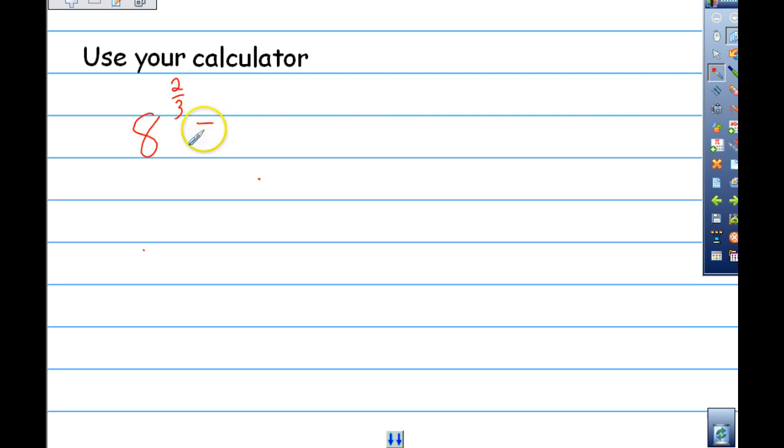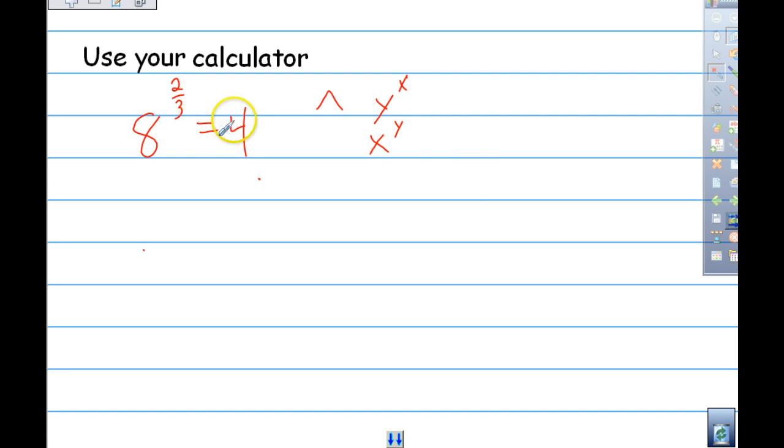What answer did we come up with on this? 4. Okay, that's good. So you had to use the caret button, or you might have a y to the x button, or some of them it's actually x to the y. I've seen both. Okay. Y to the x, that raises to a power.